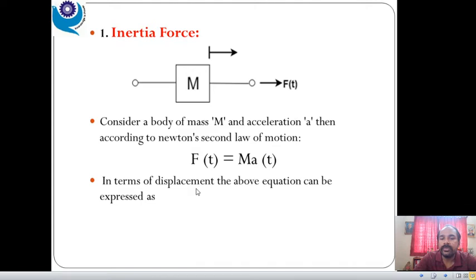Now in terms of displacement, f of t is given by m d square x of t upon dt square, because acceleration is nothing but the change in velocity with respect to time, dv by dt. Similarly, velocity is given by the change in displacement with respect to time, that is dx of t upon dt. When we put the equation of velocity in the acceleration equation, we get this one, right? So this is what the inertial force is about.